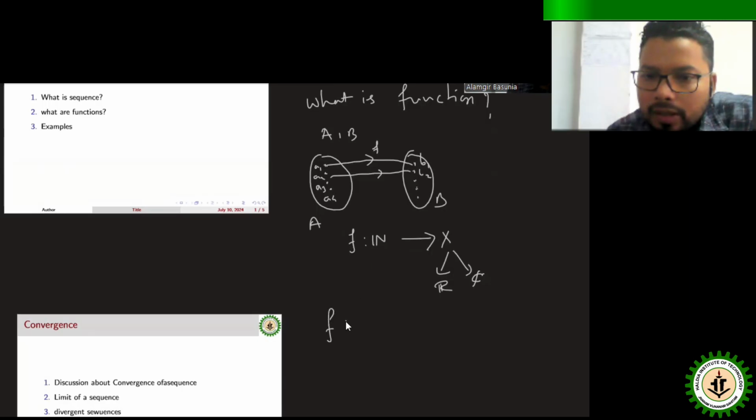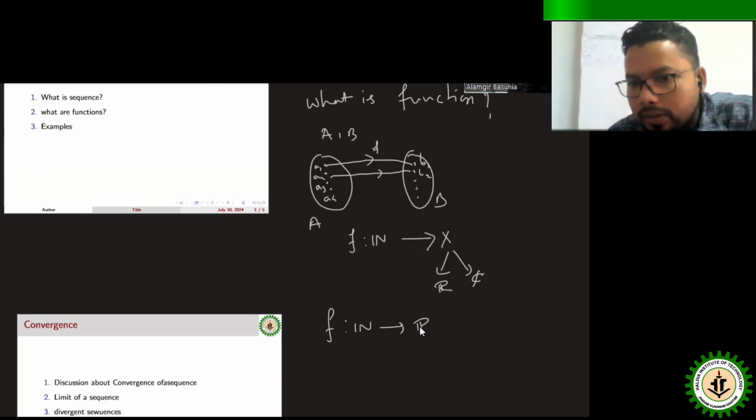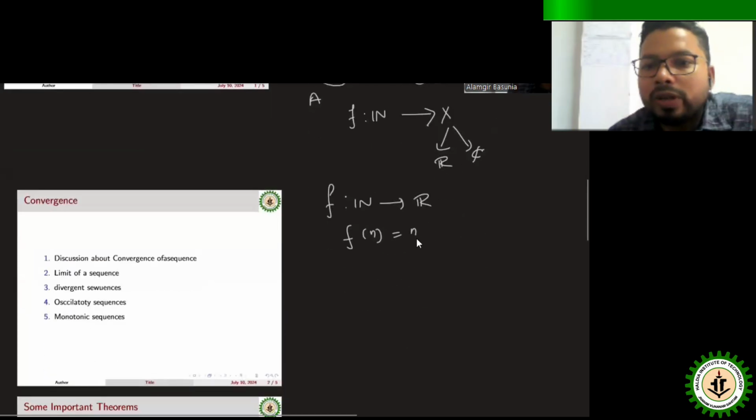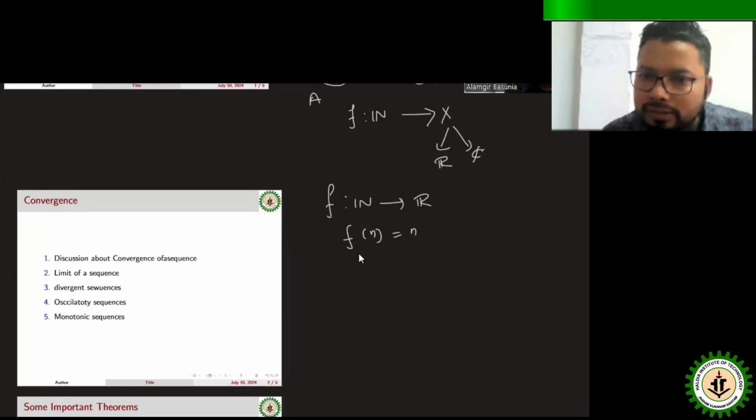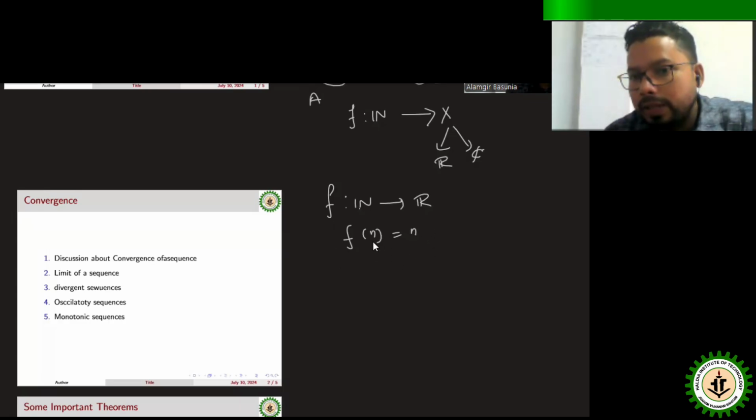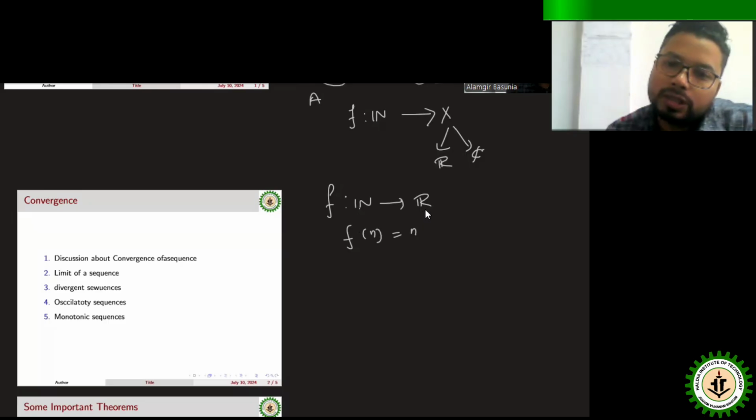Now we can give examples of functions whose domain is the set of natural numbers. Suppose f from N to R, with f(n) equal to n. This means 1 goes to 1, 2 goes to 2, 3 goes to 3, that is, x goes to x. Clearly, every element of the domain, the natural numbers, has an image in the codomain, the real numbers. So this is a function with domain the natural numbers, hence a sequence, and since the codomain is the real numbers, it is a real sequence.